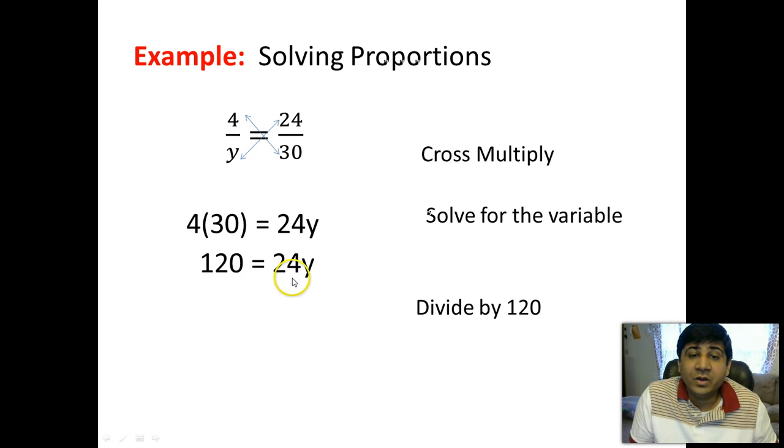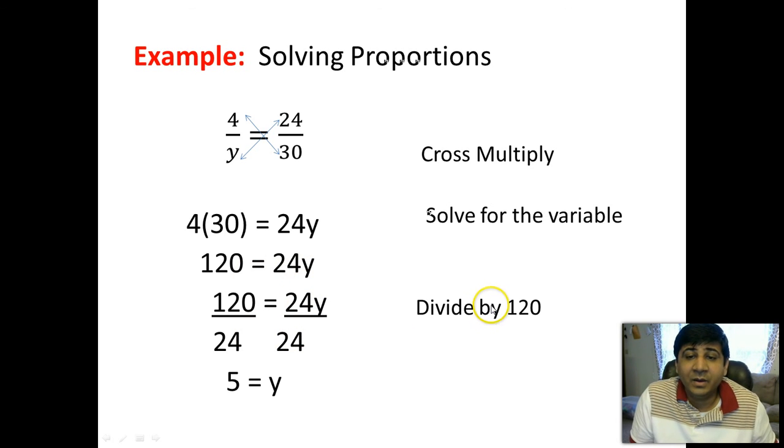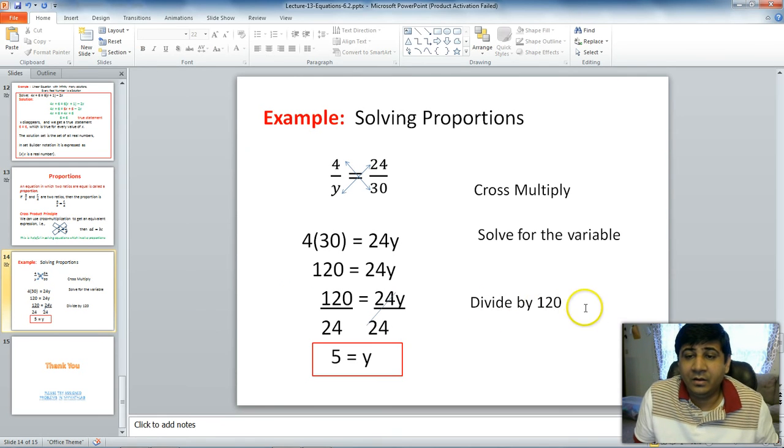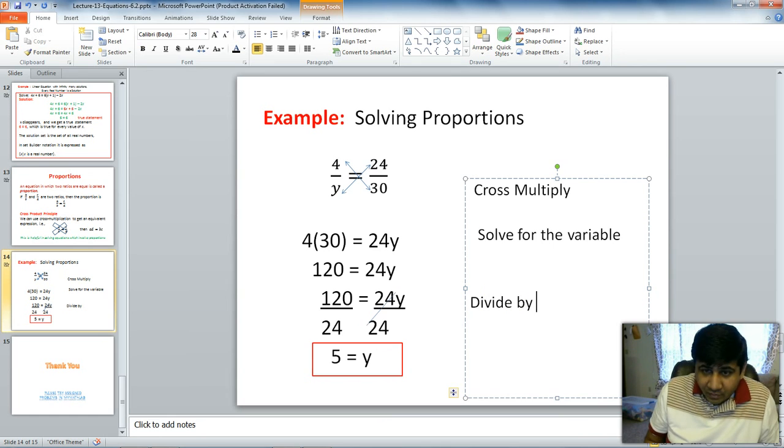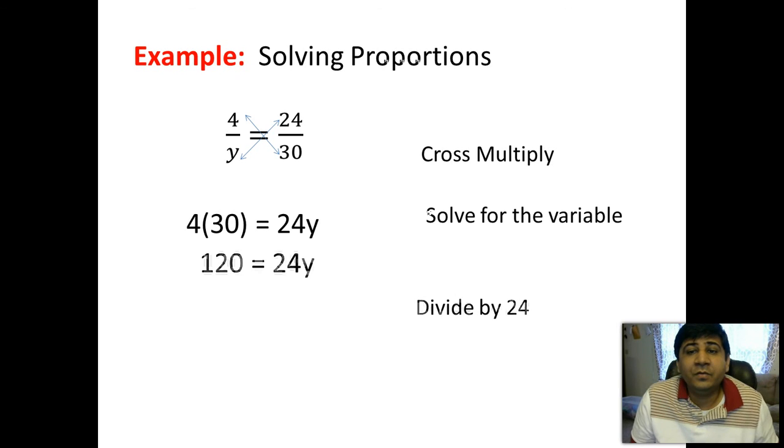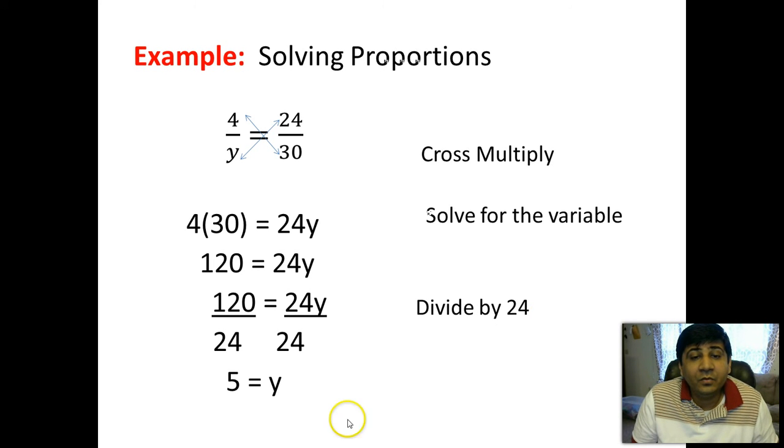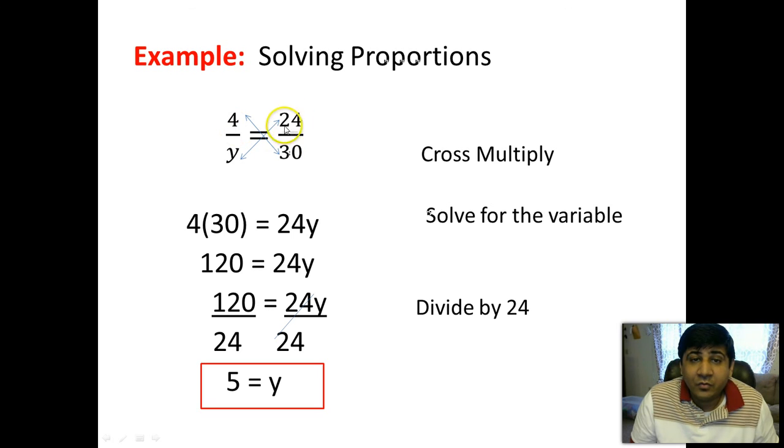So divide by 24 on both sides, not by 120. Sorry about that. Divide by 24 on both sides, and your final answer comes out to be y equals 5. The main emphasis was, if you have fractions, don't be scared. Use cross multiplication and you will get rid of the fractions, turning it into a regular equation, and then you can solve it.